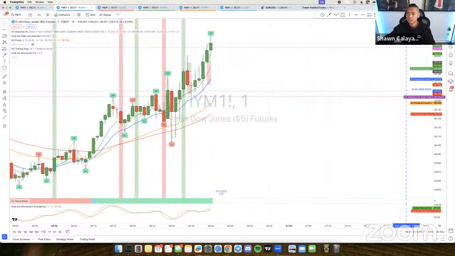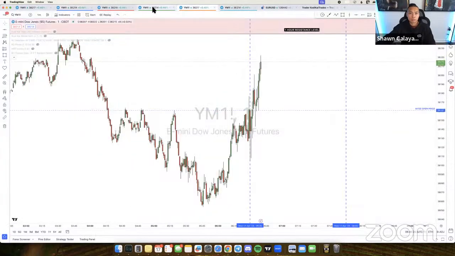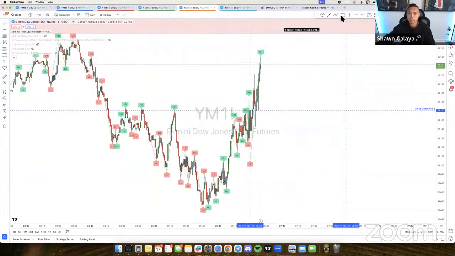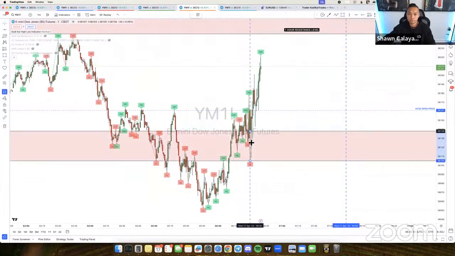But yeah, it looks like Maddie caught it and Oscar caught it right there. Nice work, guys. Great work so far. Let me go over here to the clean chart. I'm going to go mark up structure now.